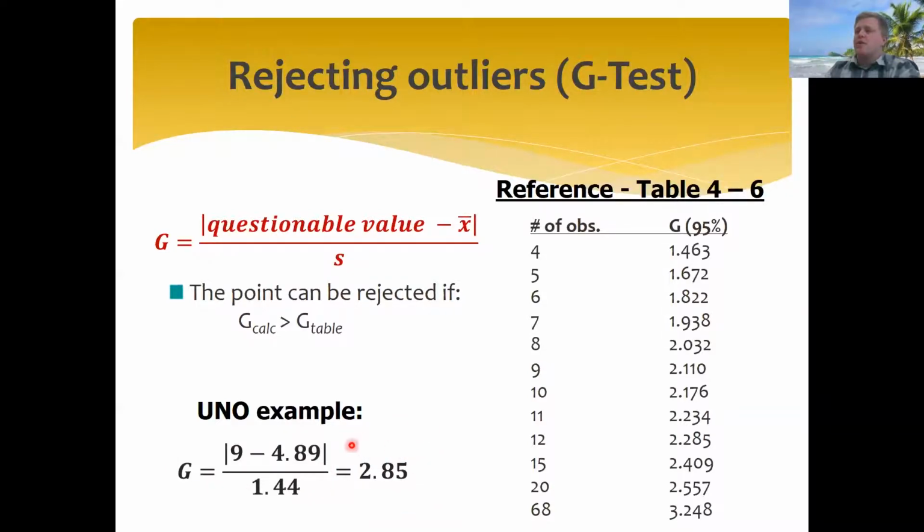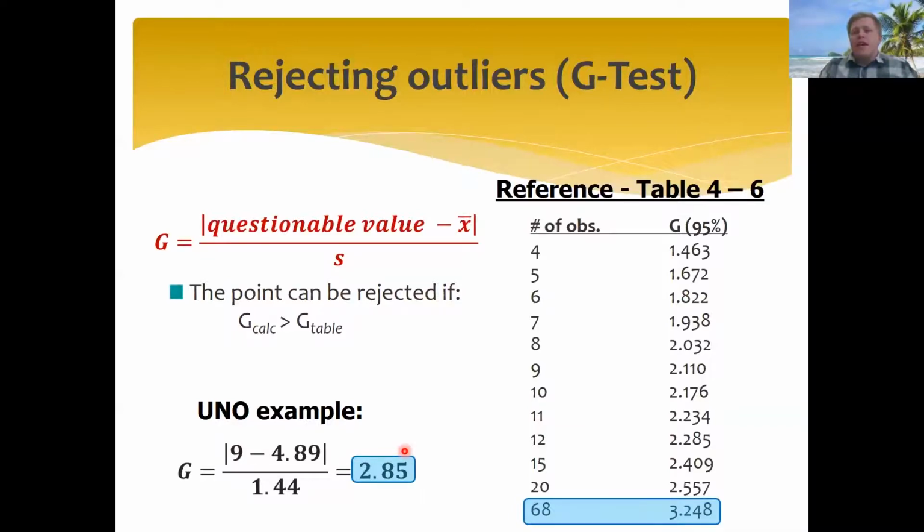We have to compare this 2.85 value to the value for G for 68 trials. We'll find that that value is 3.248, which is bigger than our calculated 2.85 value. So statistically, we can't say that that 9 is an outlier, and we have to keep it in our data. So a few comments about this.